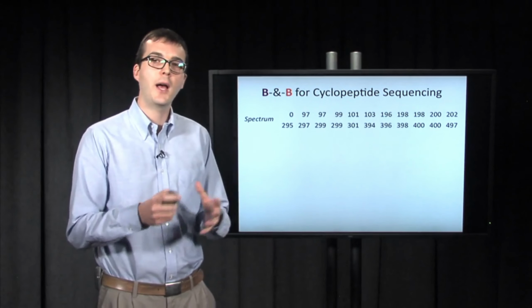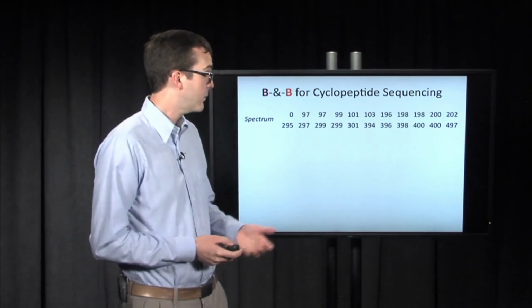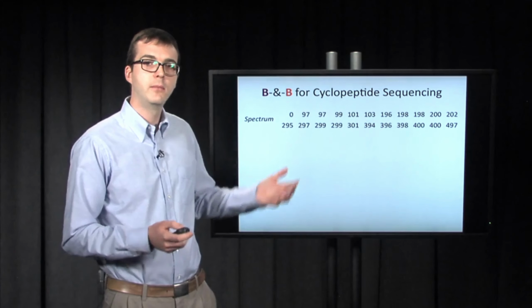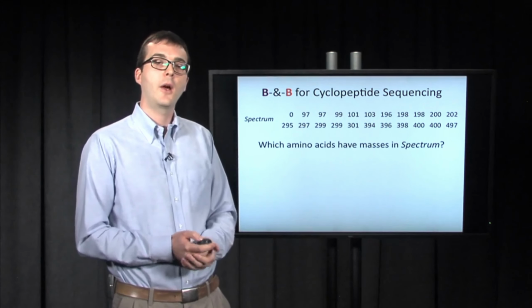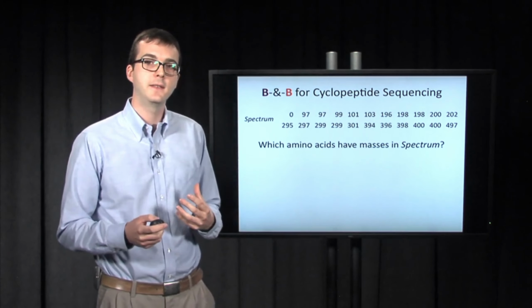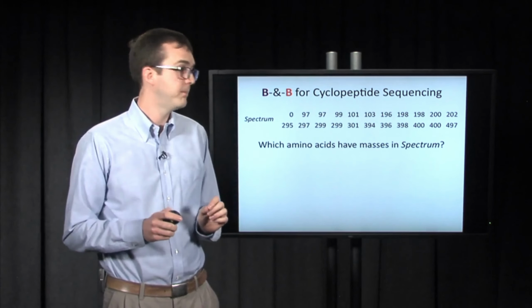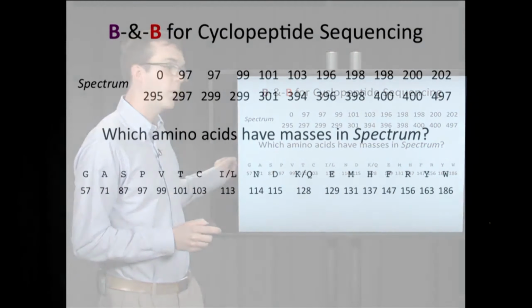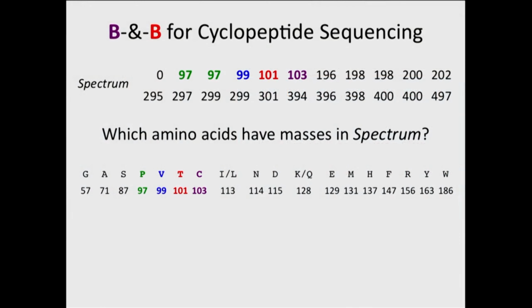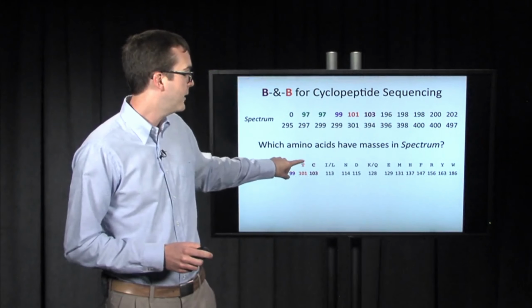All right, so let's apply it to cyclopeptide sequencing then. Here's a possible spectrum. Our first question is, which amino acids have masses in the spectrum? If we bring back this integer mass table, we highlight P has mass 97, and it occurs in the spectrum. V has mass 99, it occurs in the spectrum. We also get T and C.